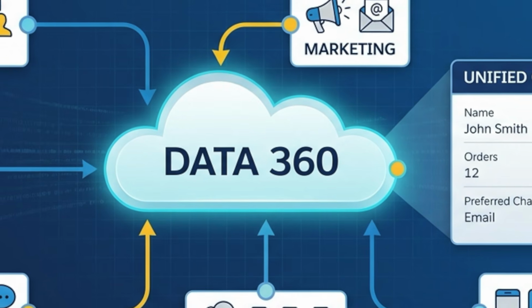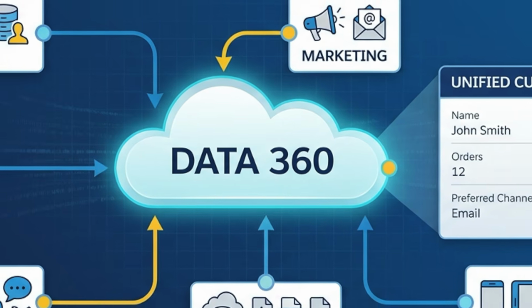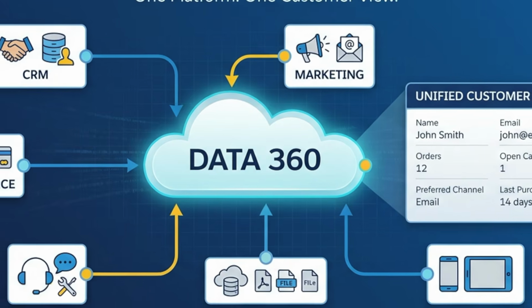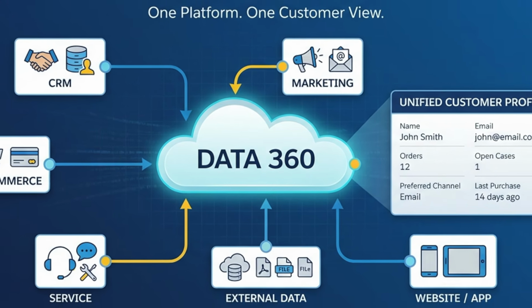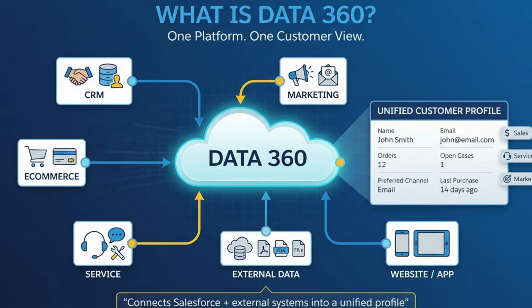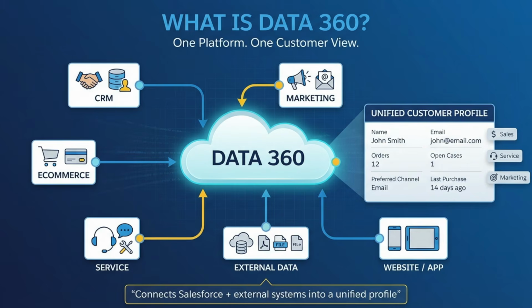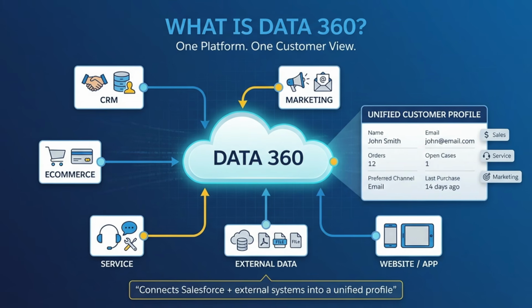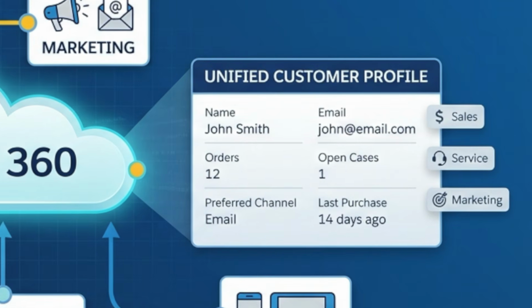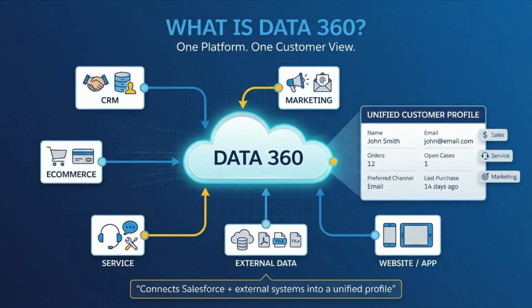What Data 360 is, in plain English. Salesforce Data 360 is a customer data platform, also called a CDP, built directly into the Salesforce ecosystem. Its job is to pull customer data from multiple places, like CRM, marketing tools, e-commerce platforms, service systems, even external sources, and connect it into one unified customer profile. So instead of seeing a customer as 5 different records in 5 different systems, you see one customer with a complete view of their journey.